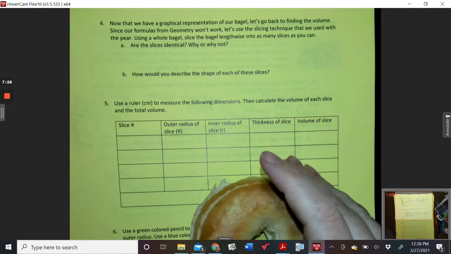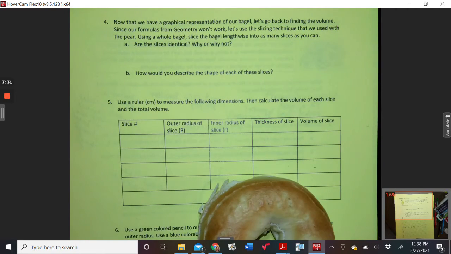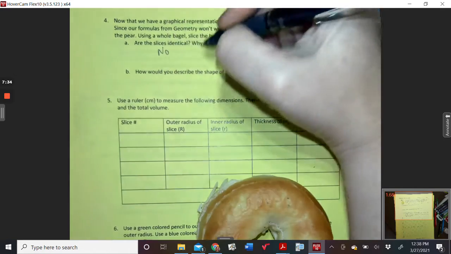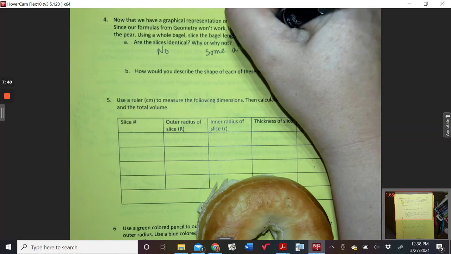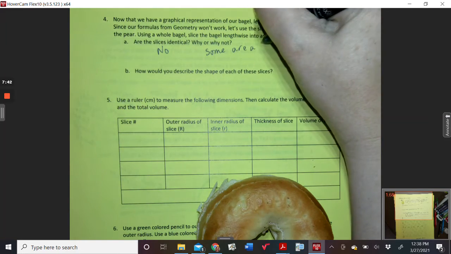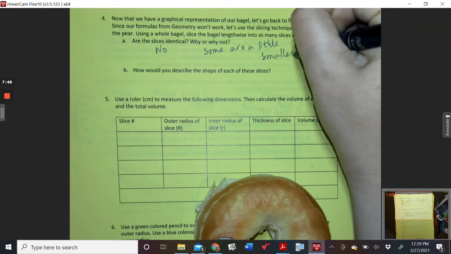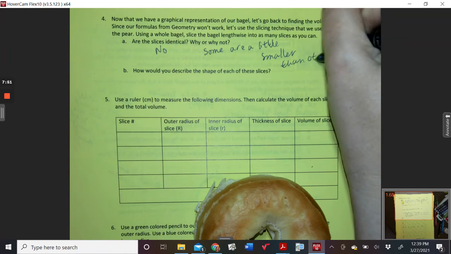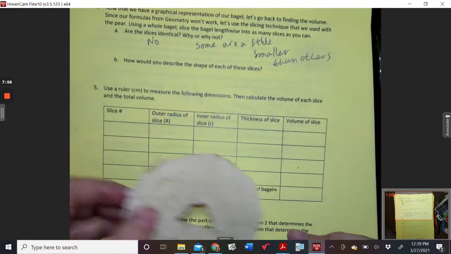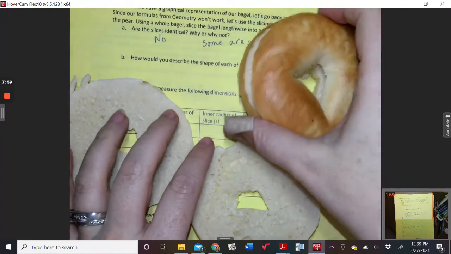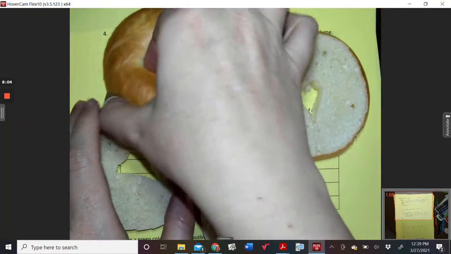So we've got our slices. Geometry won't work. Are the slices identical? Not quite. Some are a little smaller. Unlike the pear where we had very big differences, we have very small differences here. They're close, but they're not the same.